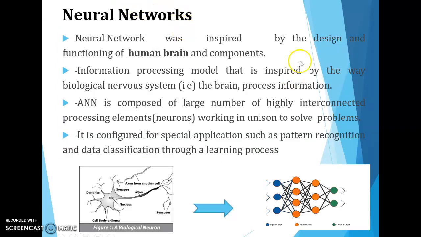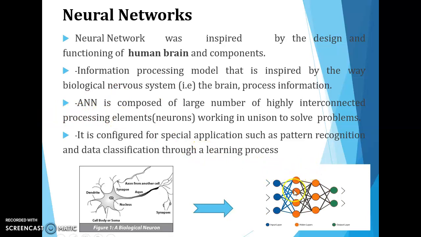Neural networks were inspired by the design and functioning of the human brain. This is the neural structure of a biological neuron. It is information processing inspired by the way the biological neural system, the brain, processes information. This is called the soma. The information is gathered through the dendrites, the processed information is passed through the axon, and synapses carry the information. The same thing is simulated in the neural network called the artificial neural network, ANN.